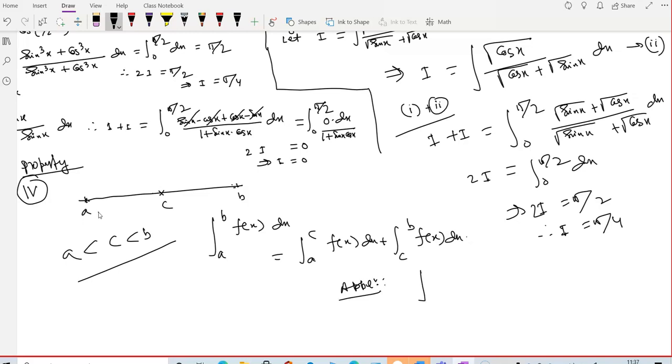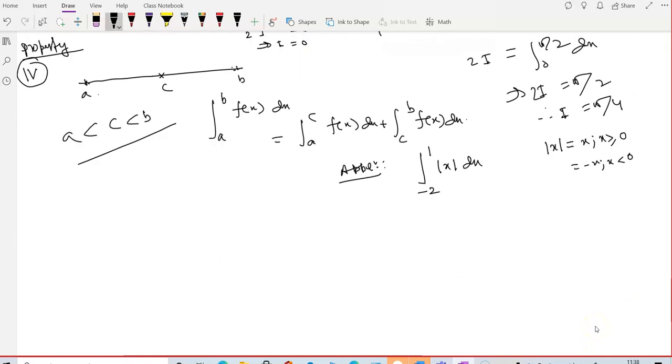When you are going to integrate this problem, the integral from minus 2 to 1 of mod x dx. This sum we cannot do it by indefinite integration concept and by using fundamental theorem of integral calculus, because here there are two functions in two different domains of definition. That is mod x is x when x greater than or equal to 0, and minus x when x less than 0.